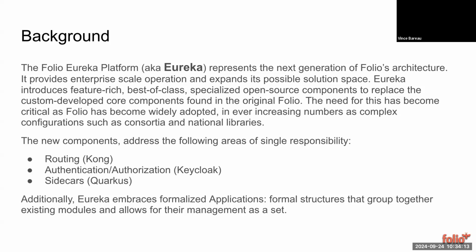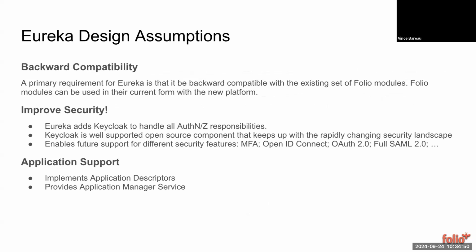We want to do routing, so that's directing calls to the proper modules and so forth. So we have Kong to do this. Kong is an API gateway, open source. We want to do the next level of authorization and authentication. For that, we introduce Keycloak. And finally, we're going to introduce sidecars as a way to distribute the load on these authorization responsibilities. We build that around Quarkus, yet another third-party component. And as I was saying before, Eureka embraces the formalization of applications, and it introduces a number of things for that purpose.